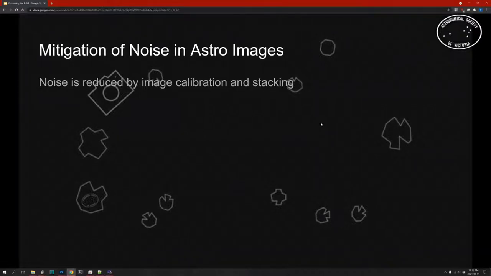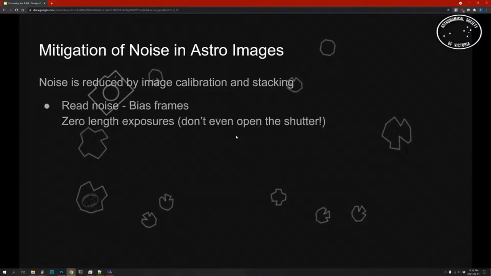The first group of them, we mitigate by calibrating our images. And the later ones I mentioned, we mainly mitigate by stacking multiple images. So we can remove the effects of aeroplanes and one-off events by having enough images without the event to be able to average them out or remove them as we combine and stack. So I talked about read noise. This is the noise that's introduced by actually reading the sensor.